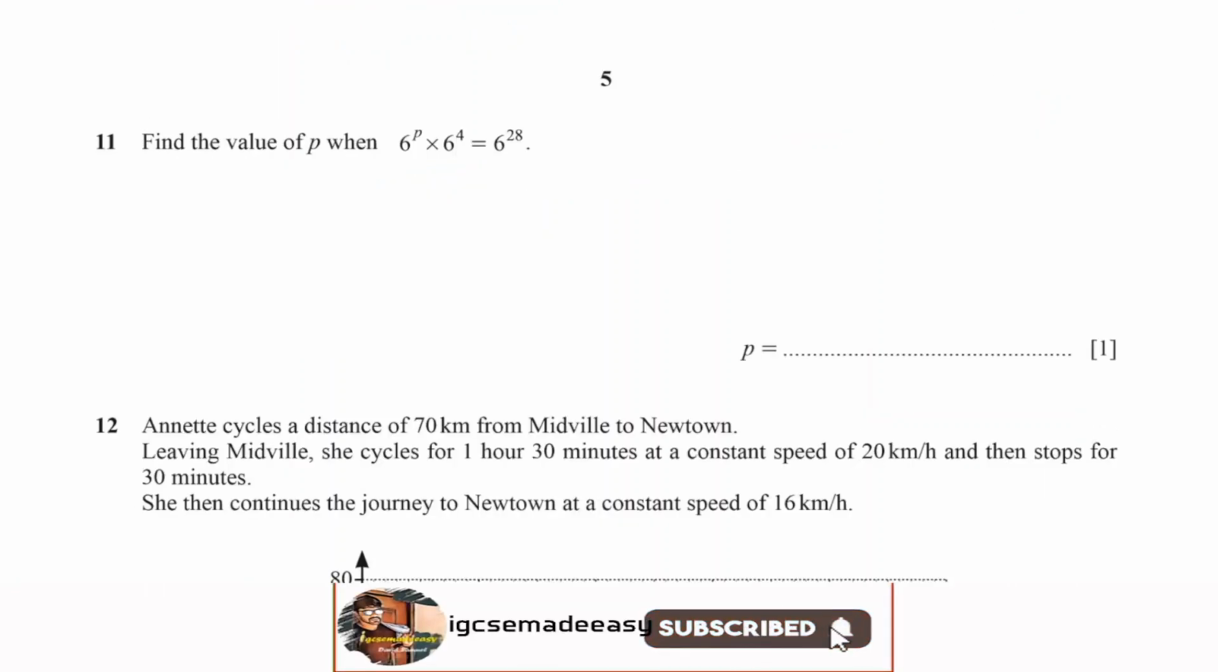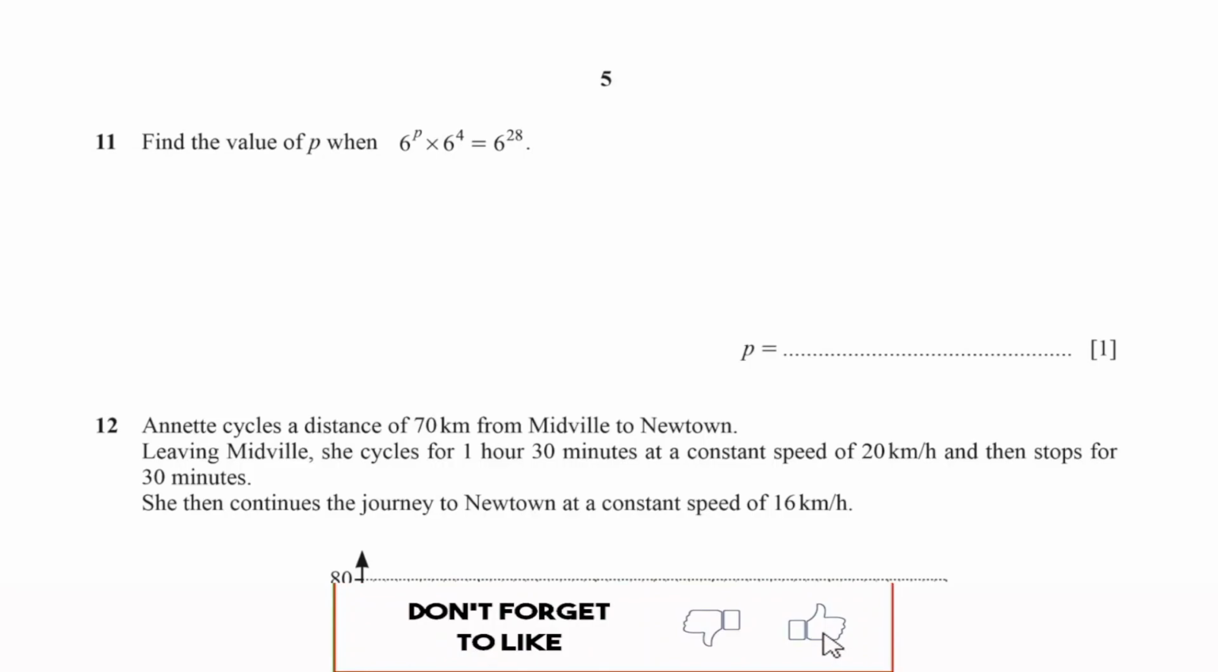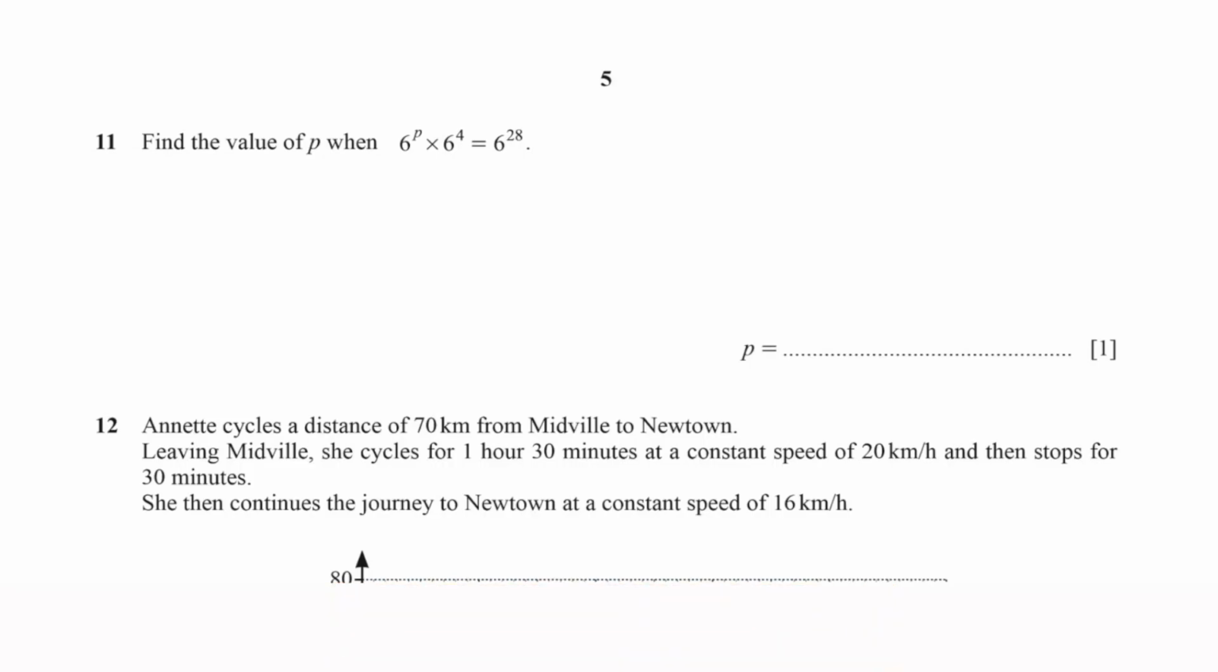Question number 11. Find the value of P when 6^P times 6 raised to power 4 equals 6 raised to power 28. When all the bases are the same, we can make the powers equal. You can see that on this side the bases are the same and the operation is multiplication. When multiplication is there, we can add the powers first over the left hand side. So it will be P plus 4. And over the right hand side, it's already 6 to the base and 28 to the power.